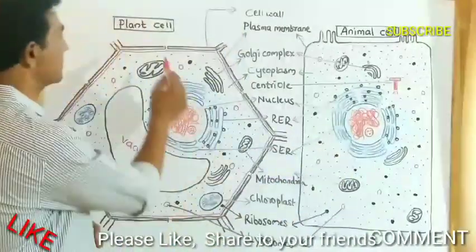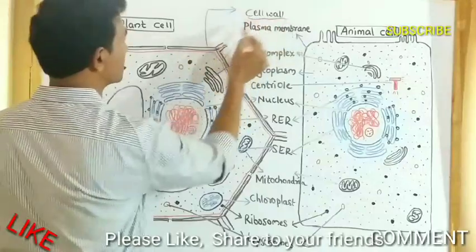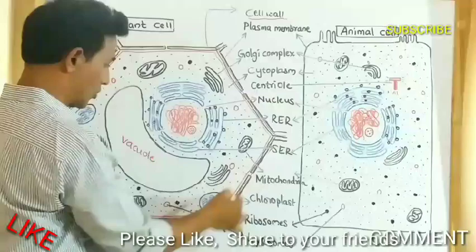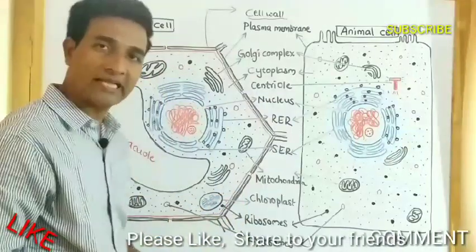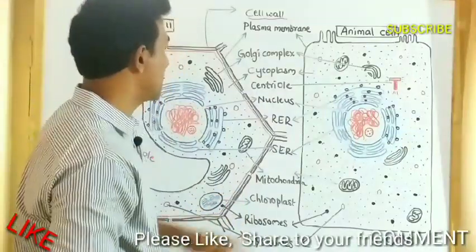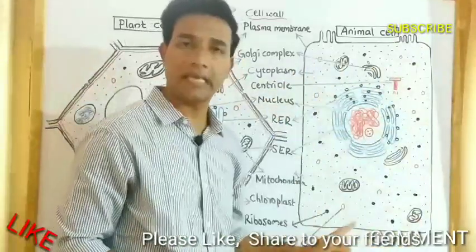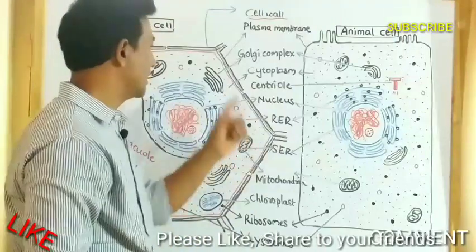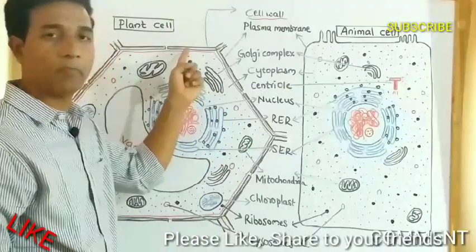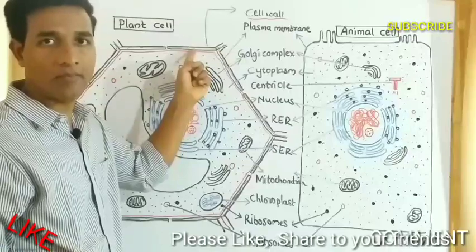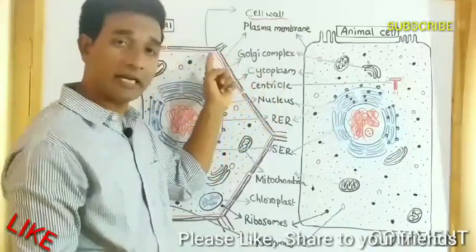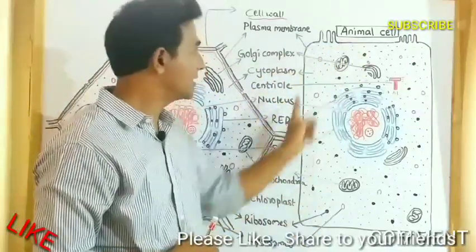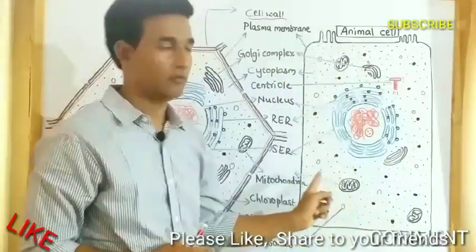So you can see this is cell wall, which is present only in the plant cell. Cell wall is the outermost covering which protects the plant cell. Animal cell do not have cell wall. And the second layer which is present in the plant cell is plasma membrane or cell membrane. It is the second layer in the plant cell, and in the animal cell it is the outermost layer.